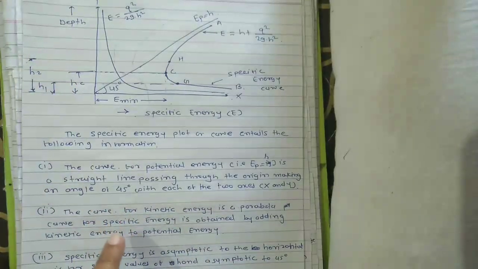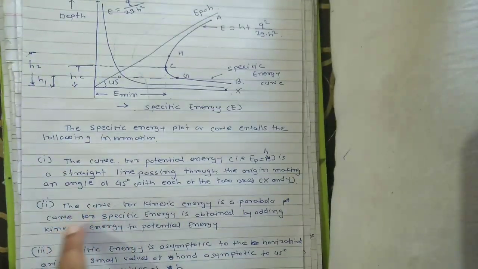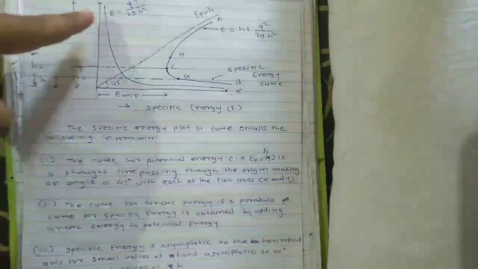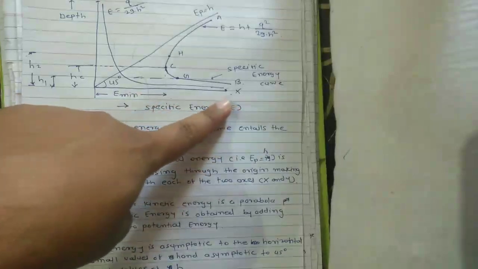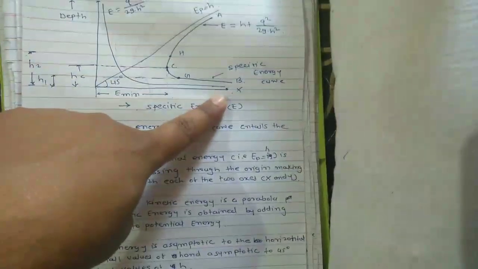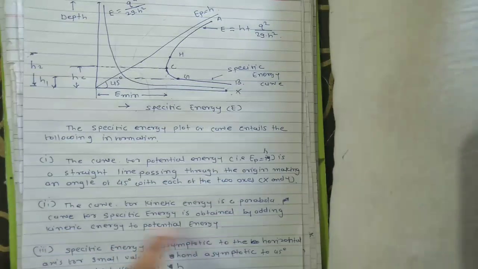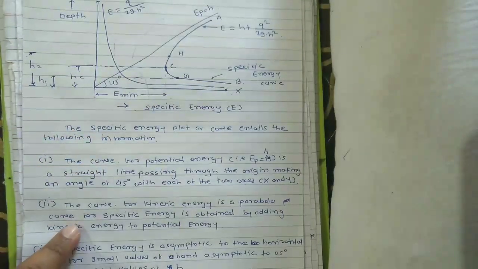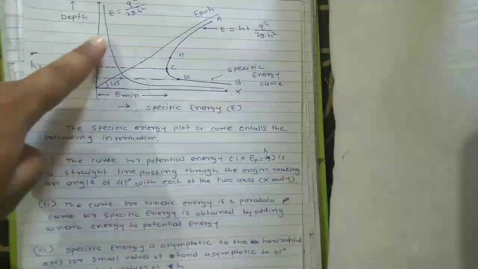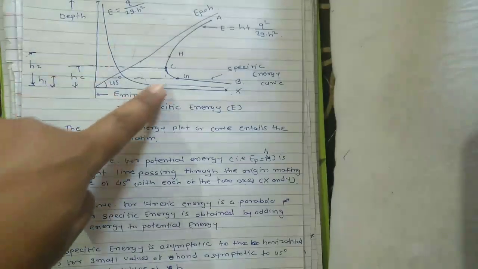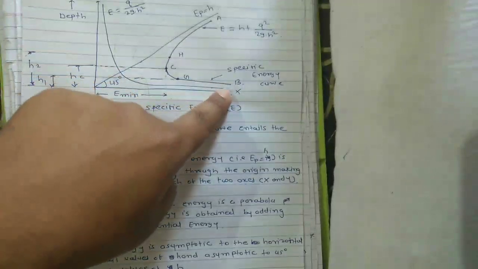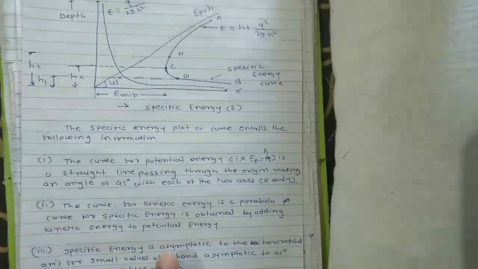The next is the curve for kinetic energy. The curve for kinetic energy is a parabola. This is the curve of kinetic energy, right? Then after plotting the potential energy curve and the kinetic energy curve, if you combine these two curves, we get the specific energy curve.